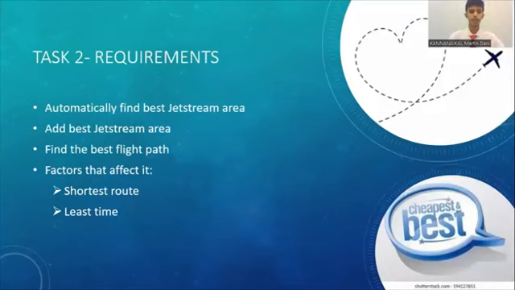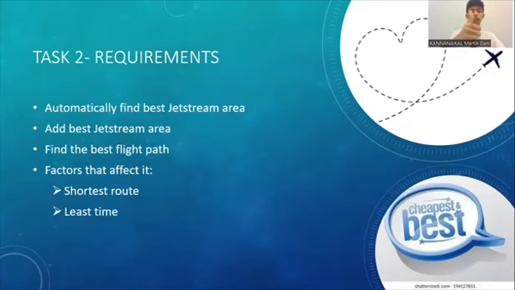According to the instructions, we were supposed to automatically find the best jet stream area, and thereafter add this optimal jet stream area into the final solution of our task. And we had to find the best flight path plan through this set optimal jet stream area. We mainly considered two factors when we were looking at finding the most efficient flight path.